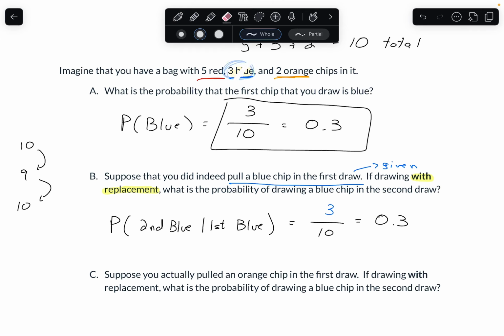So you're going to notice this pretty often here, that when we talk about sampling with replacement, it doesn't actually change the sample size when you go to the second or the third or the fourth draw, because the sample size remains exactly the same.